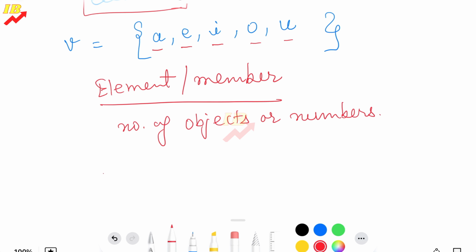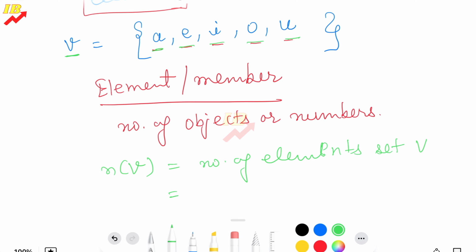Another thing is when I write n(V). I used vowels here and denoted the set with V. So here I'm writing n(V), which means the number of elements lying in set V. How many elements can we see here? 1, 2, 3, 4, 5. So there are 5 members, which means the number of elements in V is 5. This is how we write the number of elements in a set.